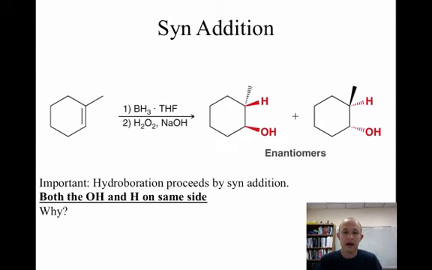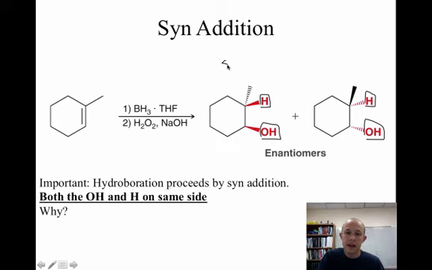Before we talk about the mechanism, though, I want to talk about the stereochemistry, because this is a little bit different than what we've seen before. Again, because we actually don't have a carbocation intermediate in this reaction, we can get some selectivity here. So notice we still get a racemic mixture, but what's important to note here is that the hydrogen that was added to the alkene and the OH that was added to the alkene are on the same side. Even though we get a mixture of enantiomers, they both have a cis relationship of the hydrogen and the OH.